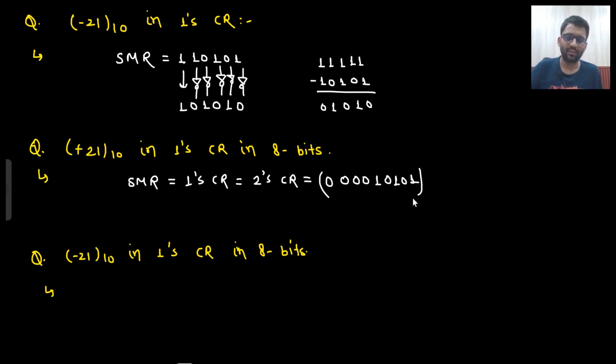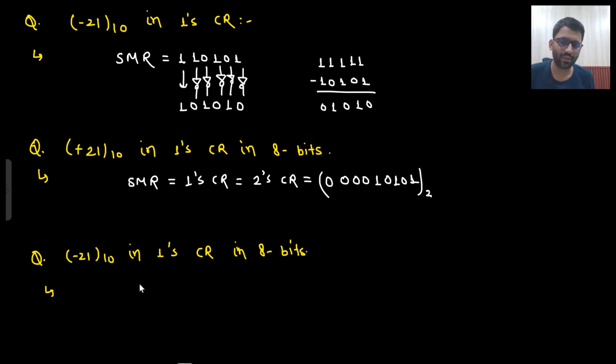That's it. Wait a second. 0, 0, 0, 1, 0, 1, 0, 1. Okay, so this would be the answer, right? Simply the sign magnitude representation you need to write. That's it. Now minus 21 is there.